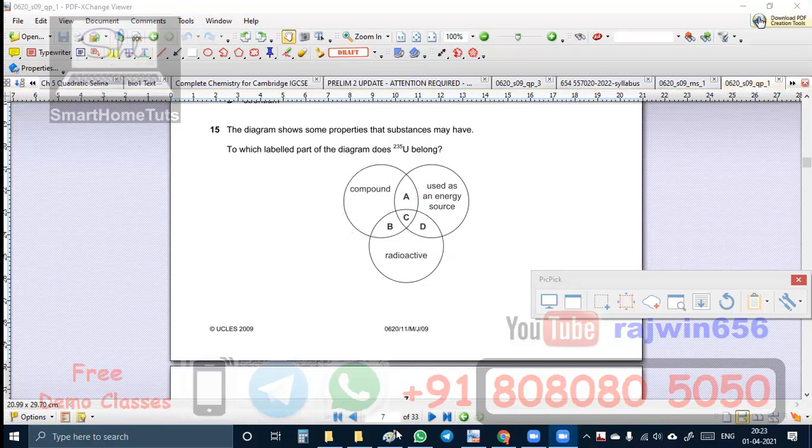Can you explain this once again? In this circle, which letters are present? A, C, and B. Correct. Uranium is not a compound. It means these three letters are straight away cancelled. Yes, sir, got it. So the only option that is remaining is D.